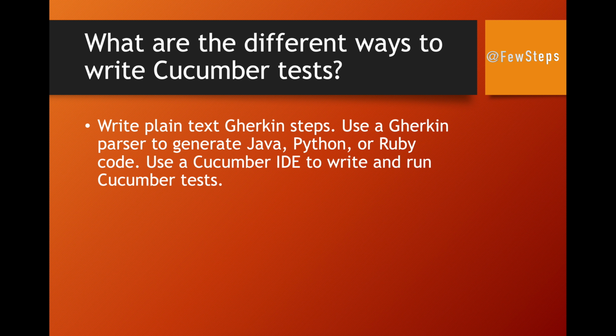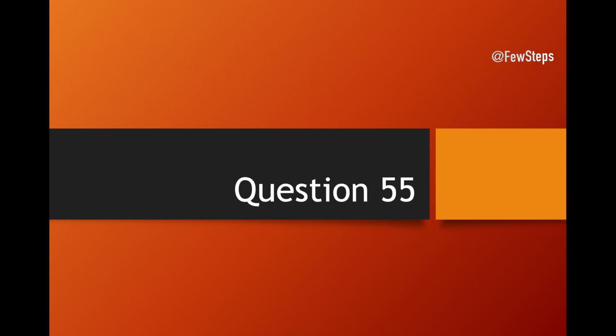Question 54. What are the different ways to write Cucumber tests? Write plain text Gherkin steps. Use a Gherkin parser to generate Java, Python, or Ruby code. Use a Cucumber IDE to write and run Cucumber tests.